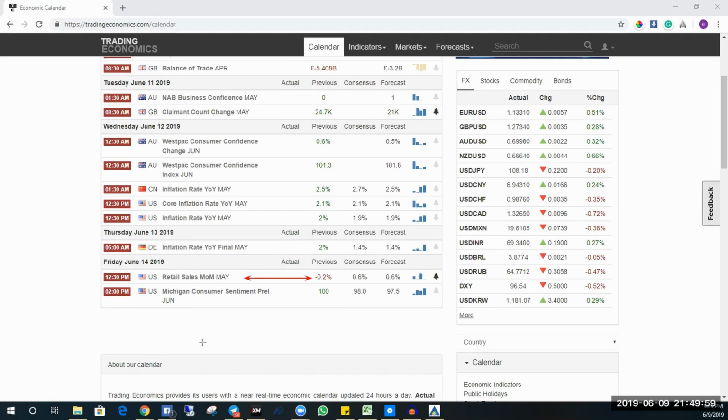The Michigan consumer sentiment report is also expected. That is also expected to decline for the US. So between Thursday and Friday, we're having some significant US data.